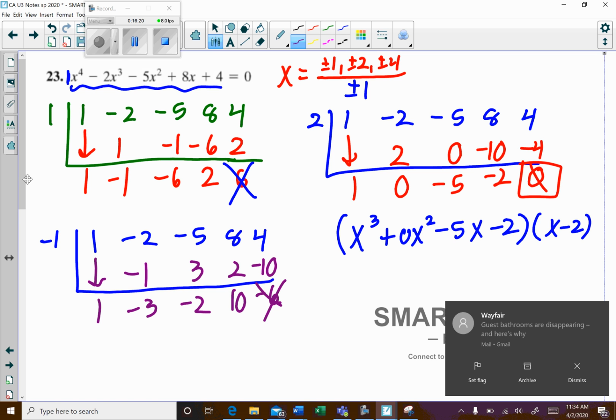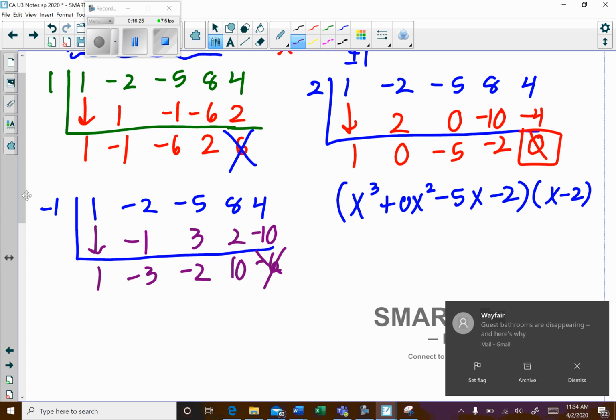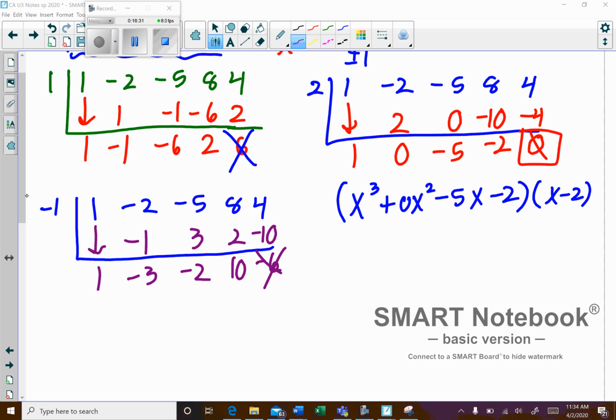Now, 2 worked. It's possible that 2 could work again. I'll just tell you right now, I know it doesn't because I've already worked this problem before, but it is possible that 2 could work multiple times. Okay, but let's jump to negative 2 instead. So we're going to do negative 2 and I'm going to do synthetic division.